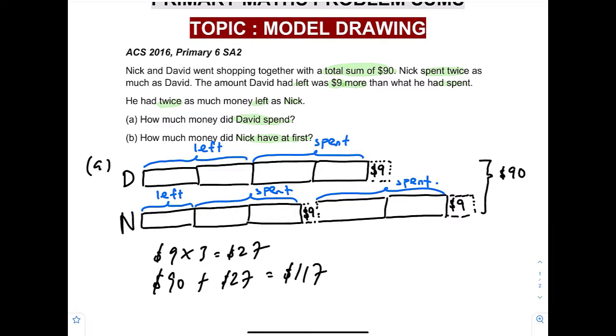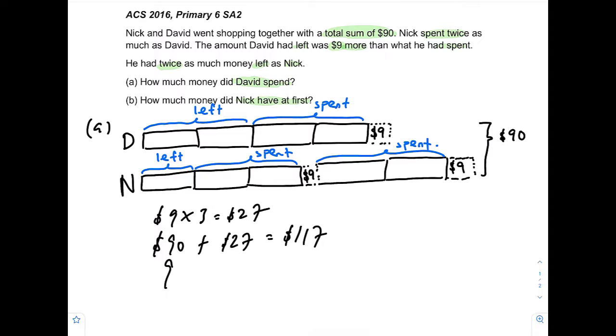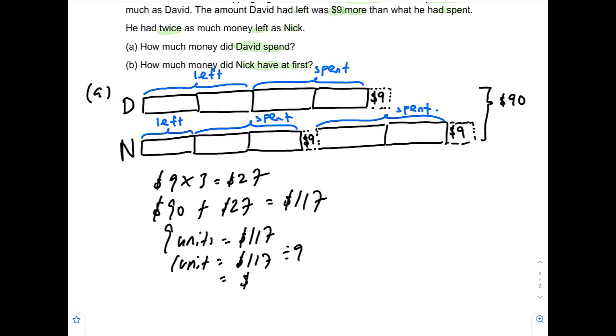$117. And this represents how many full boxes? 1, 2, 3. You have formed a fourth one here as well. 4, 5, 6, 7 now, 8 and 9 now. So 9 complete units will be equal to $117. We can find one unit. 117 divided by 9, $13. And the amount of money David spent, again, it's one full box.